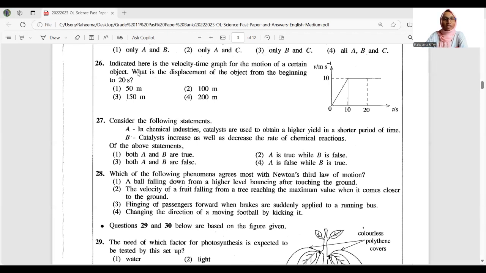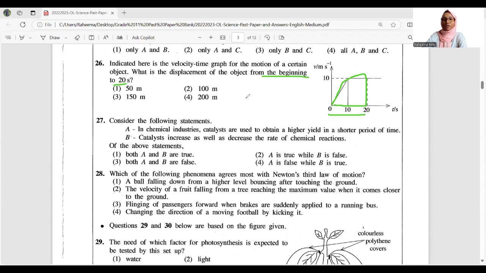Indicated here is the velocity time graph for the motion of a certain object. What is the displacement of the object from the beginning to 20 seconds? So here we have to start from 0 and go up to 20 seconds. There is not much description because they have already given us a graph, so we have to look at the graph and identify the shape. 0 to 20 seconds means this is the shape that we have in the graph.